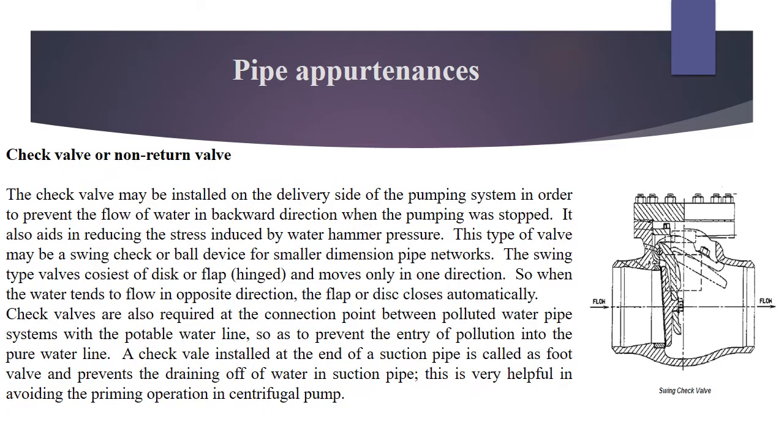Check valve or non-return valve. The check valve may be installed on the delivery side of the pumping system in order to prevent the flow of water in the backward direction when the pumping is stopped. So we are providing this kind of check valve on the delivery section.